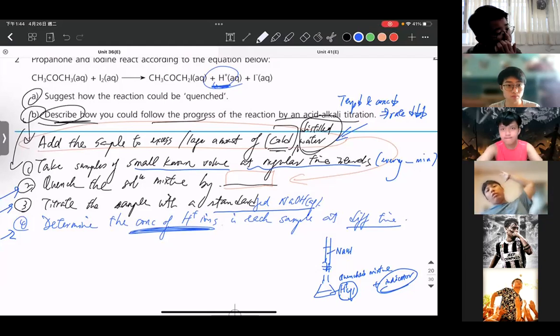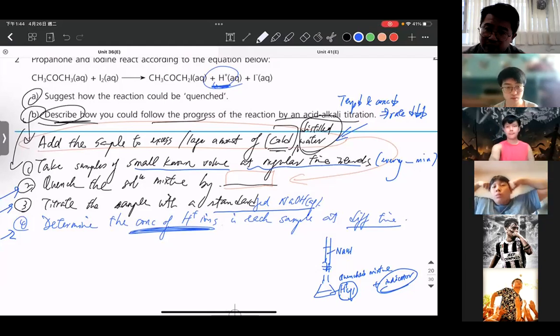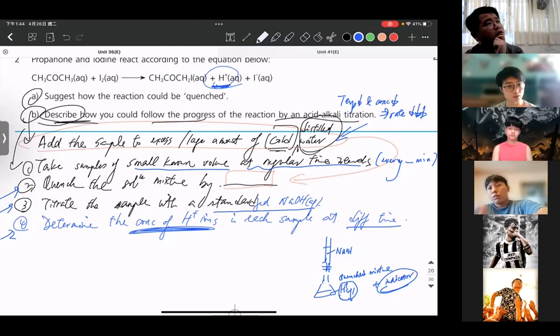Now, so far, we talk about some physical methods. We talk about chemical methods. We talk about continuous methods. We talk about discontinuous methods. We talk about the method that is just like CCTV, monitoring the progress of a reaction. Now, we call that the physical method. But for the chemical method, no.